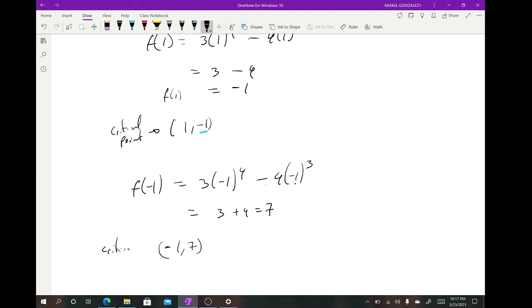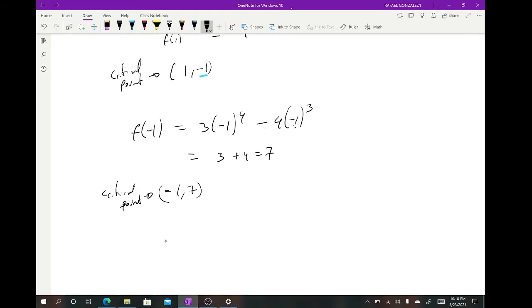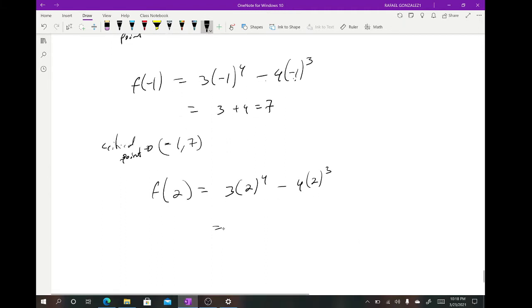Again, this is a critical point. I'm going to keep writing critical point because that's going to be part of our vocabulary. And then the other value on the interval was, I believe, 2. Yeah, it went from negative 1 to 2, so it's going to be 3 times 2 to the 4 minus 4 times 2 cubed. Now 2 to the 4, I believe that's 32.